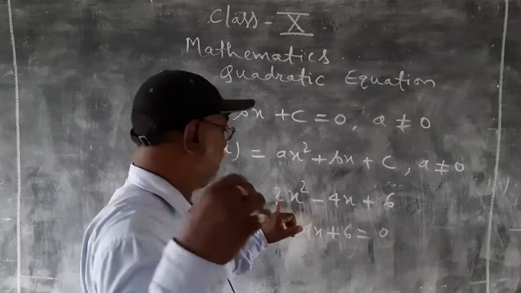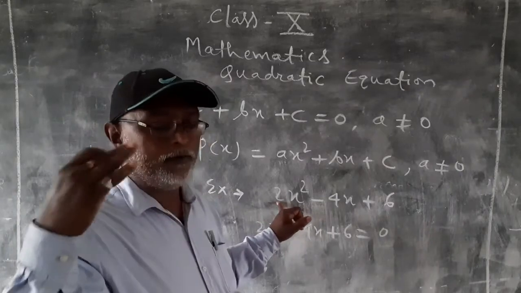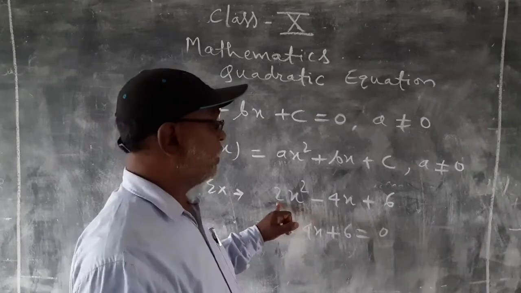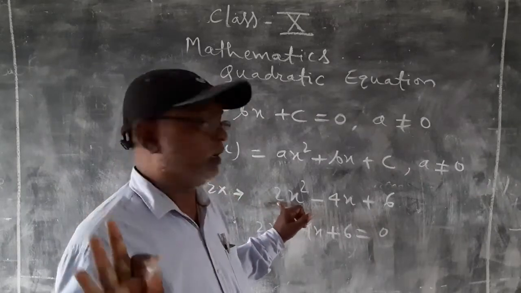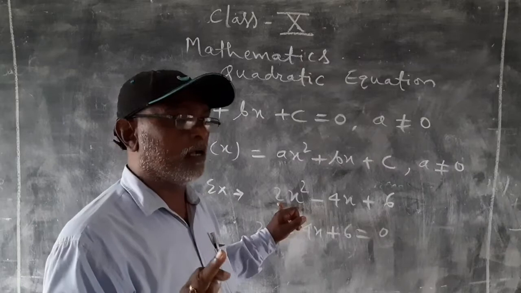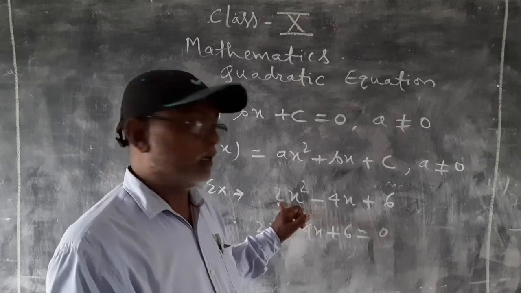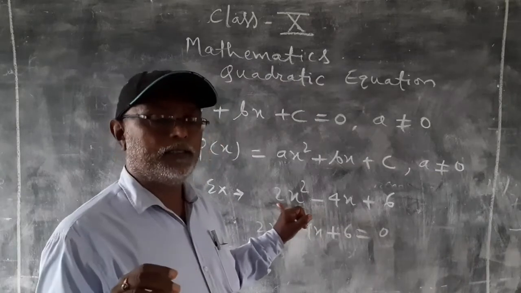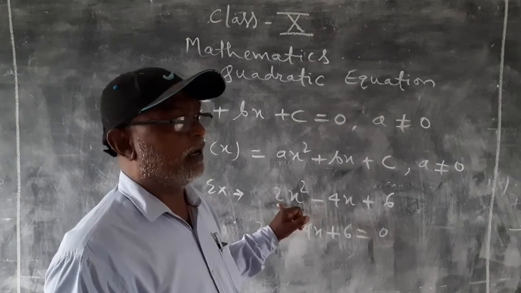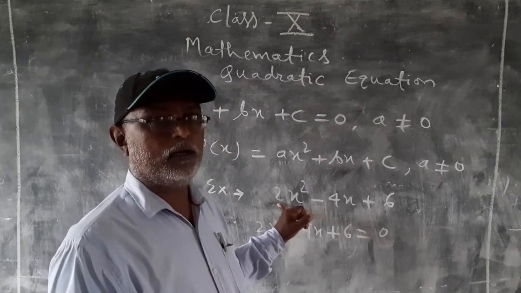We have learned in polynomials that polynomials are divided in different ways. First, on the basis of the number of terms, polynomials are divided as monomial, binomial, trinomial. Second, on the basis of degree, polynomials are divided as linear polynomial, quadratic polynomial, cubic polynomial, etc. And on the basis of coefficients of the variable, polynomials are divided as integer polynomial, rational polynomial, real polynomial.